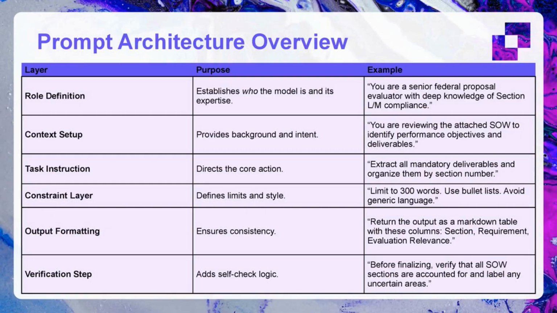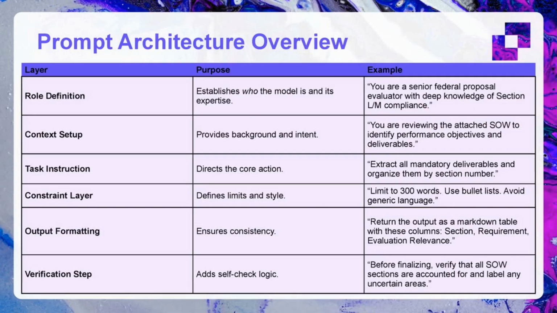Now we're going to move into our context layer. So our context setup layer is going to give us our background and intent. So what do we need to do? You are reviewing the attached SAL to identify performance objectives and deliverables. Now moving into our task instruction layer. The task instruction layer is going to direct the core action. What exactly do you want me to do? I want you to extract all mandatory deliverables and organize them by section number. So there's our core task or ask.